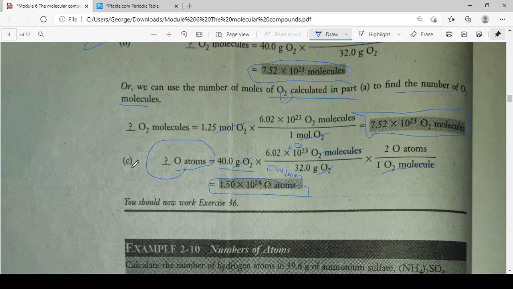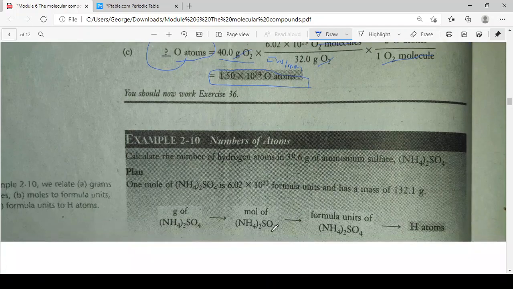We just follow the MDAS law. Cancel all the same units on top and bottom after writing it. And you will have your final answer of 1.50 times 10 raised to the power of 24. And if you are still confused, kids, we can meet at a synchronous class anytime of the day. It's no problem for me.